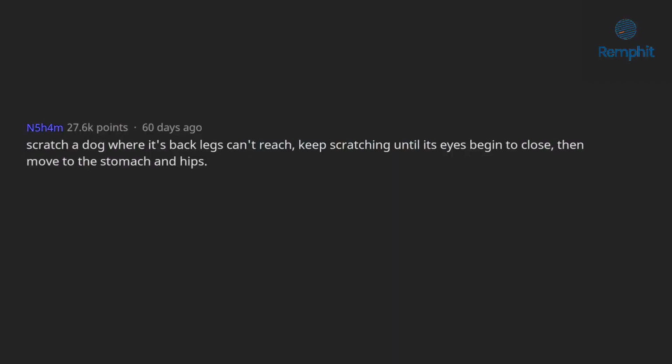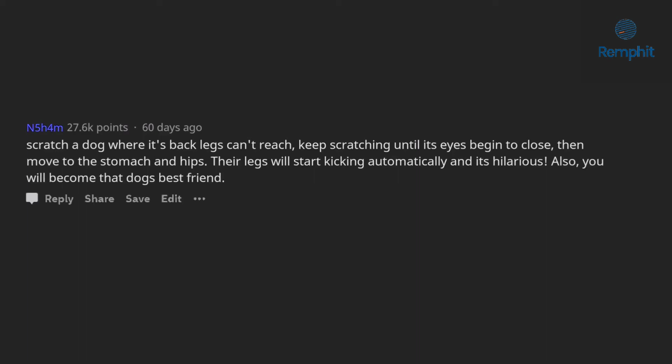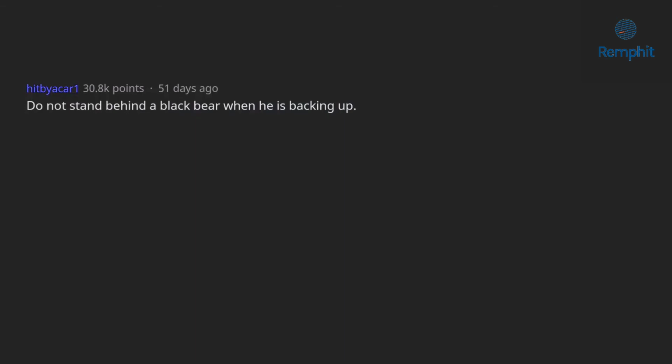Scratch a dog where its back legs can't reach. Keep scratching until its eyes begin to close, then move to the stomach and hips. Their legs will start kicking automatically and it's hilarious. Also, you will become that dog's best friend. Do not stand behind a black bear when he is backing up. They have terrible blind spots and very poor insurance coverage.